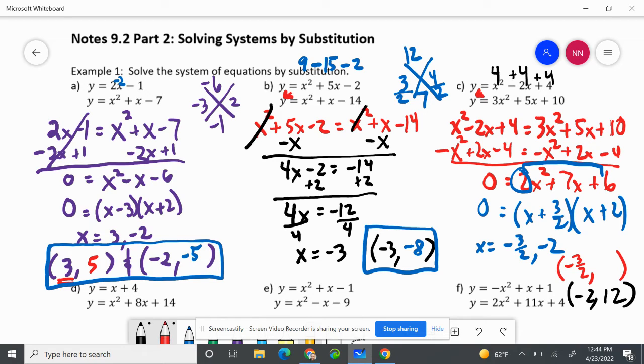Next thing I'm going to do is plug in the negative 3/2. Negative 3/2 squared is 9/4. Negative 3/2 times negative 2 is a positive 3, and then I have a positive 4. So 9/4 is the same thing as 2 1/4. And so 2 1/4 plus 3 plus 4 gives me 9 1/4. And those would be my answers. So pause the video, try those next 3 on your own, see how you do.